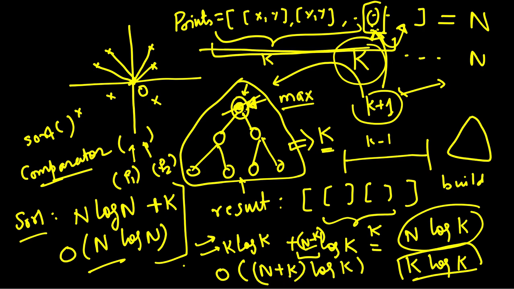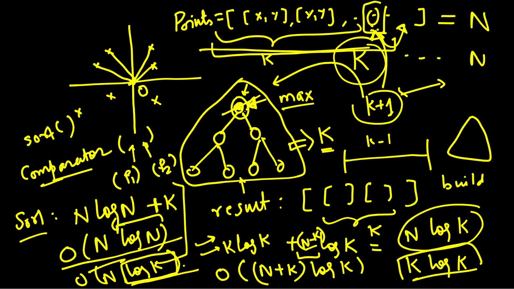Or k is here less than n, so it's n log k. So this is the difference in time complexity. If you just do sorting, it will take n log n time. If you use this max heap formula, you will do it in n log k. So here there is a difference of log n and log k.